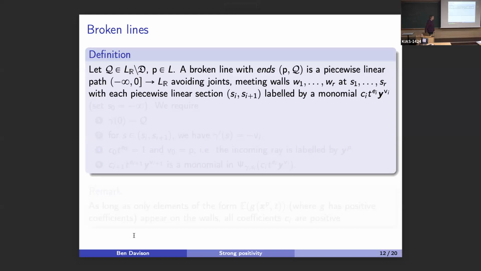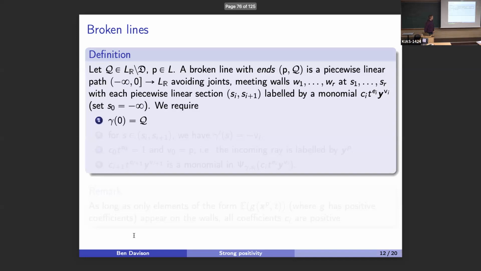Meeting a certain number of walls, finite walls, at these times. So it might pass through other walls, but we just ignore those. So we have a certain number of points between minus infinity and 0, called S1 to SR, such that my broken line meets these walls, W1 to WR, at those times. Between those meetings, the thing is going to be linear, and it's labeled by a monomial where the VI is going to keep track of the direction that this broken line is traveling in.